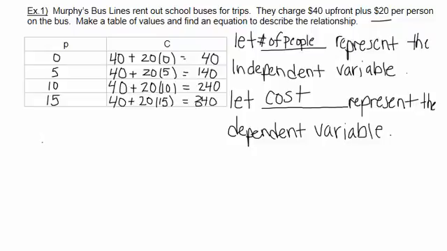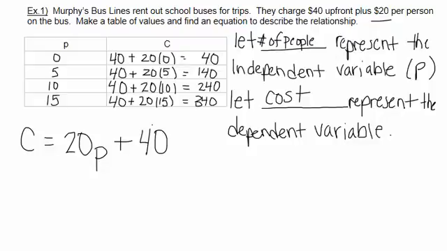So they want us to find an equation for the cost. So cost is our dependent variable. Cost is equal to the number of people times $20. So 20 times the number of people, which is represented by P, plus that standard upfront cost of $40. And that will work for any situation. So if a teacher said, oh, you know what, I have 28 people actually attending, plug 28 in for this P, and you're going to get the value for cost, just like how we did in this chart.